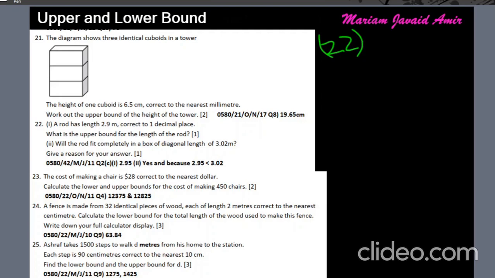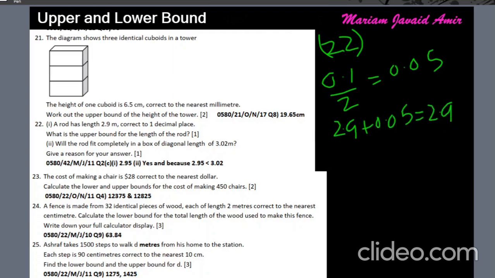A rod has length 2.9 meters correct to the nearest 1 decimal place. What is the upper bound for the length of the rod? So 1 decimal place means 0.1 divided by 2 is 0.05. For upper bound, add this value to the original value, so we get 2.95 is the answer for part 1.